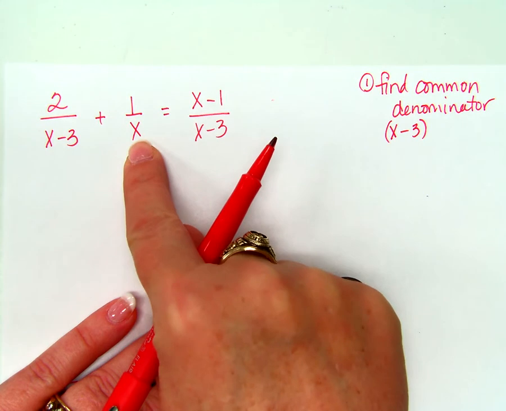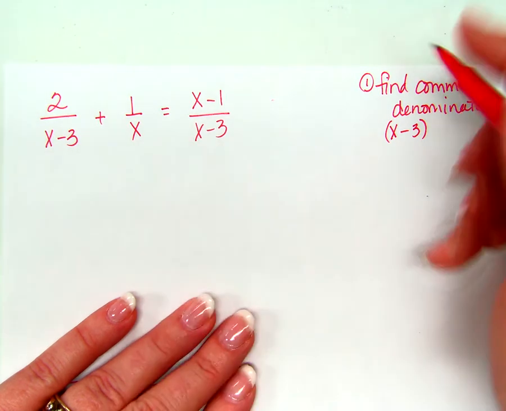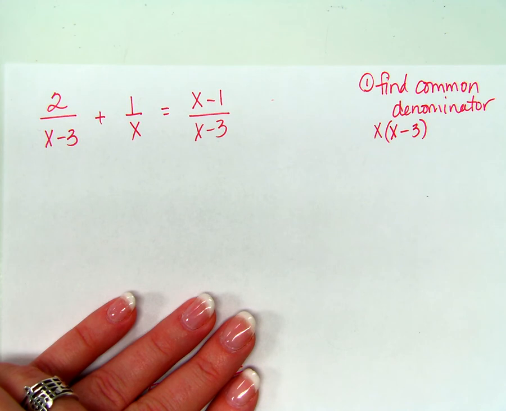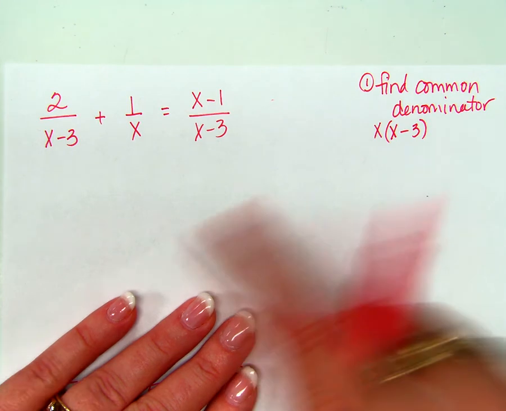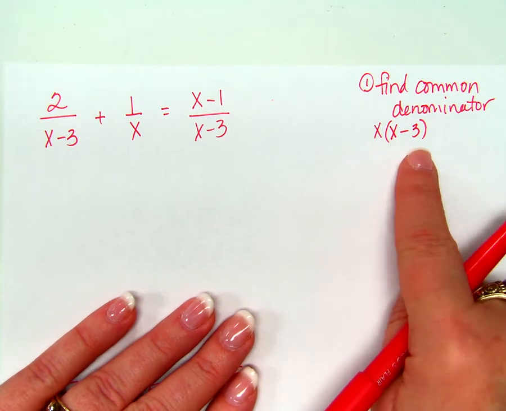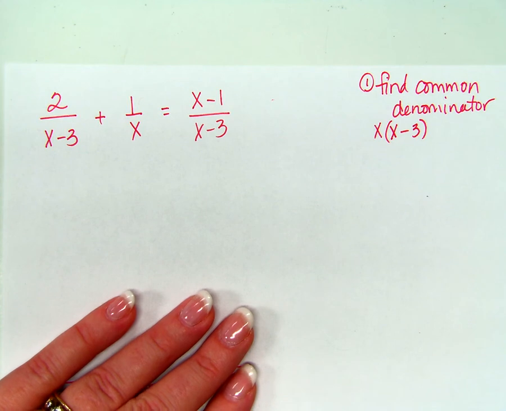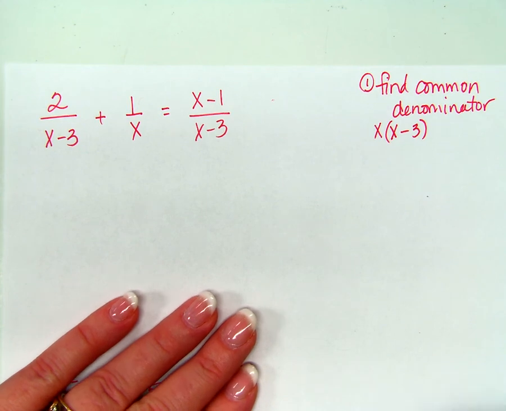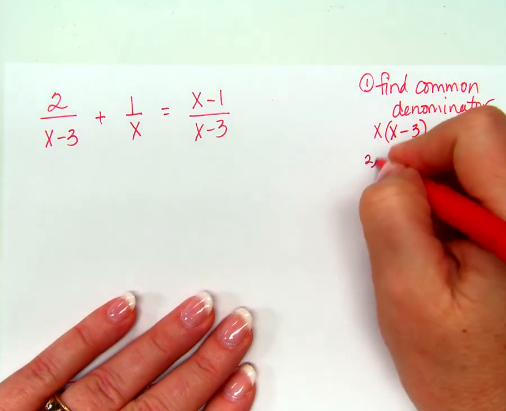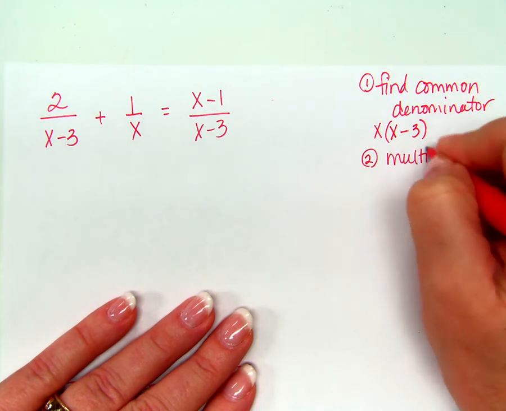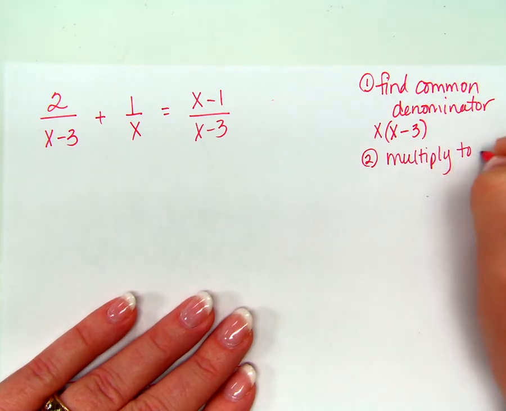This is a different number completely than this one, so that is also a factor that we have to have in our common denominator. So x times x minus 3 is what our common denominator is. Does that make sense? Two of you? Excellent. Okay. So what do I do with that common denominator? Multiply to each term, right?